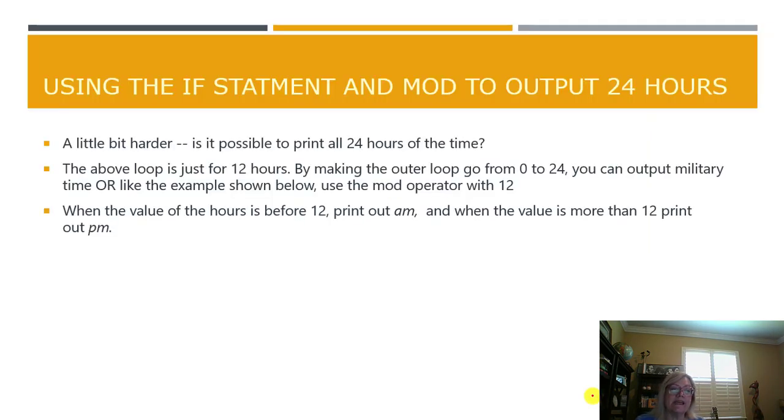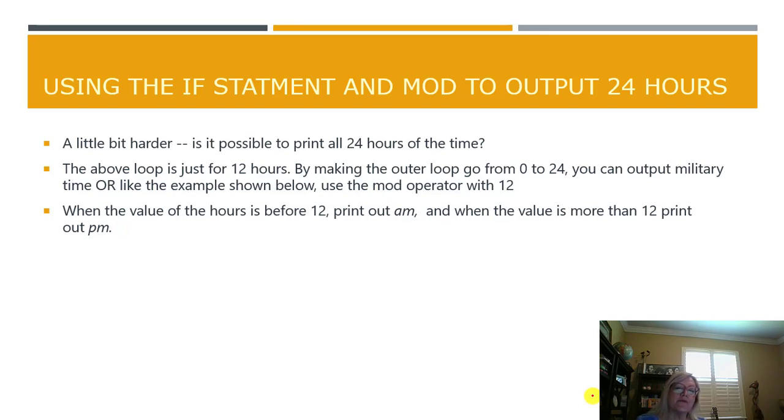Suppose you wanted a 24-hour clock. Well, because this is just a 12-hour clock, you might simply say, I'm going to print military time. But if you didn't want to print military time, you could have this huge if statement. Okay, if hours is 13, print 1; if hours is 14, print 2.